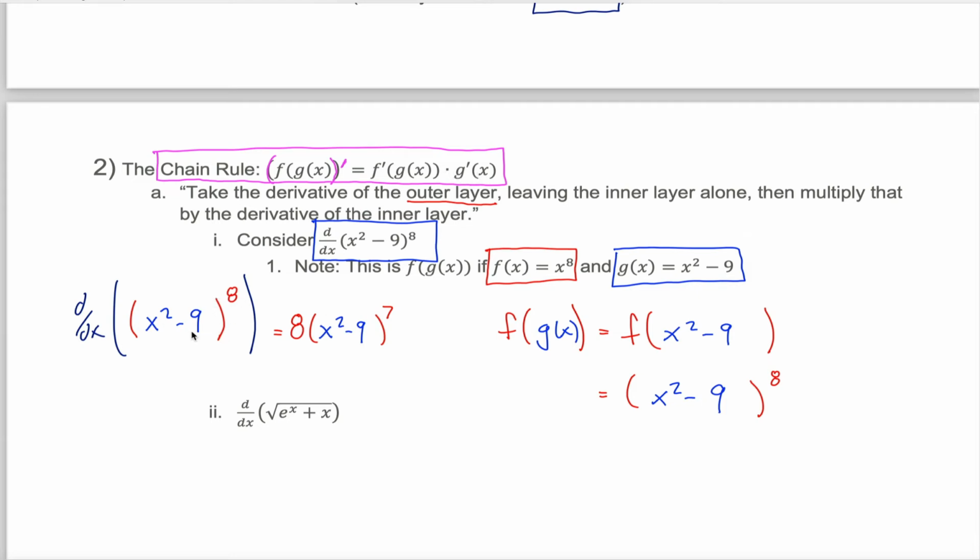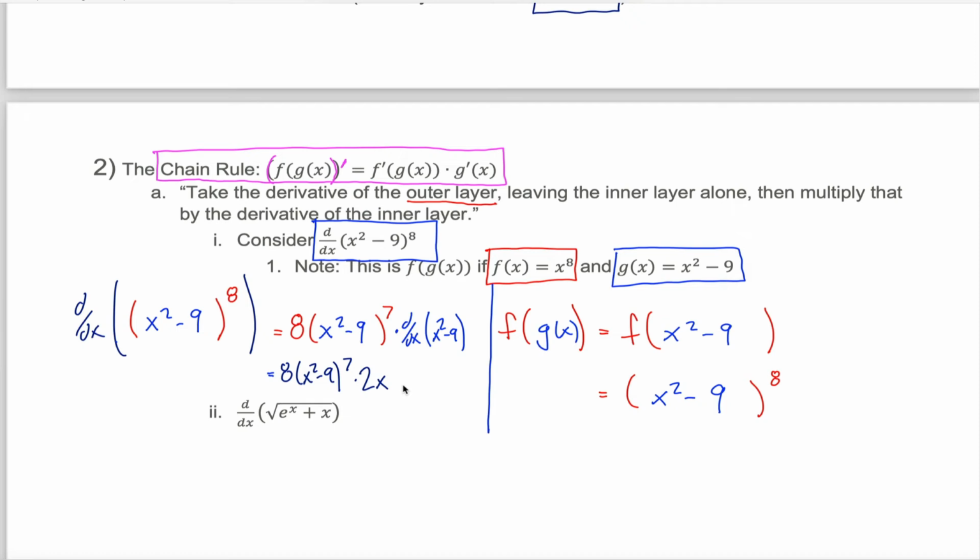So we've taken care of the red stuff. We still have to take the derivative of the blue stuff. We want to multiply that answer by the derivative of x squared minus 9. The derivative of x squared minus 9 is just 2x. So my final answer would be 8 times x squared minus 9 to the 7th power times 2x.